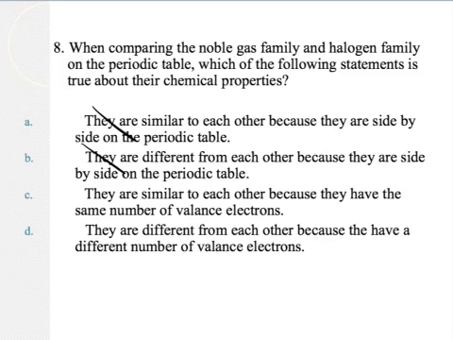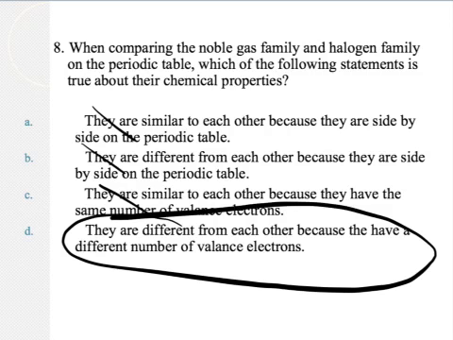That one is totally false because they're in different families. They have different number of valence electrons. They are different from each other because they have different number of valence electrons. That's your best answer, guys, right there. Again, different families have different number of valence electrons.